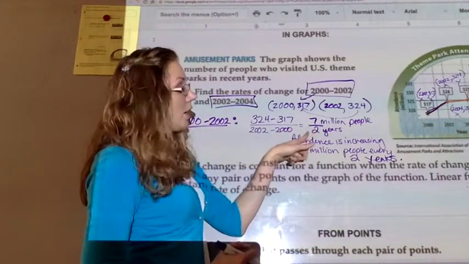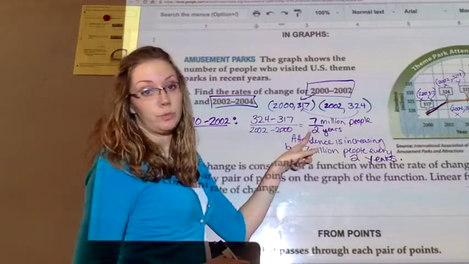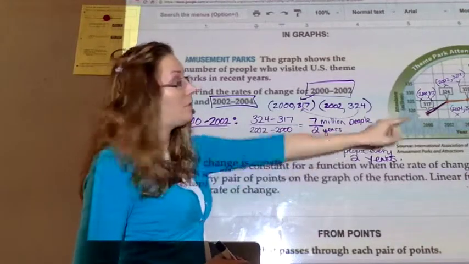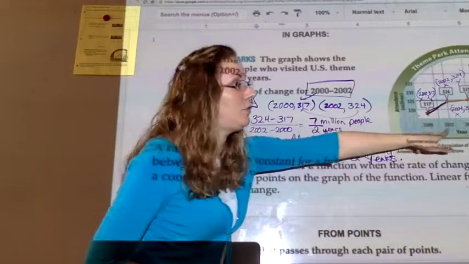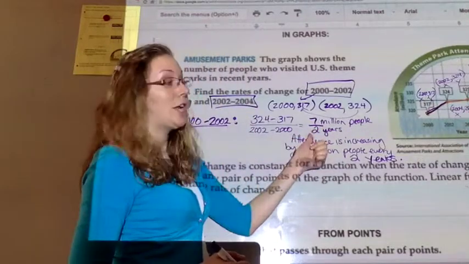So we wrote a sentence about what it means based on our change in y, which is 7, and our change in x, which was 2. The y stood for millions of people. We found that from our y-axis. And the 2 is our years, which we found from our label on the x-axis, our change in x.